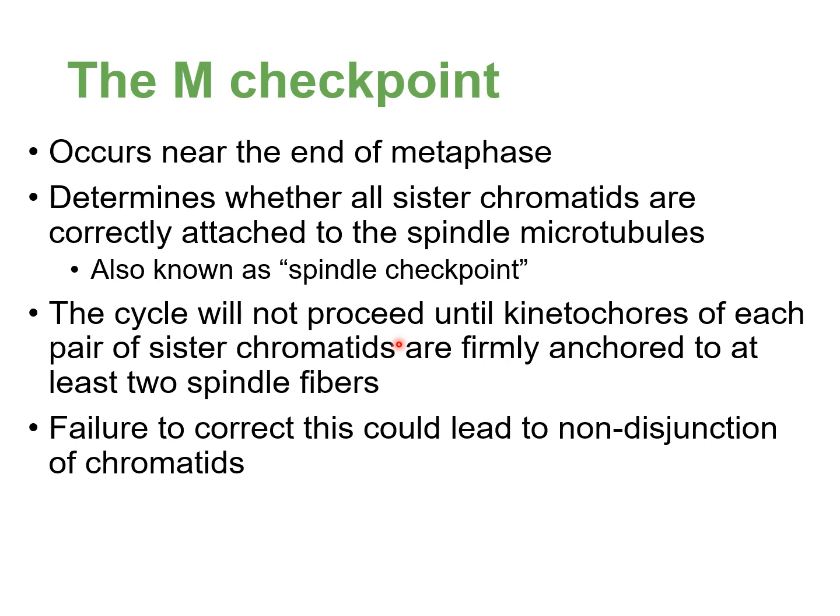Again, the cycle is not going to proceed until the kinetochores of each pair of sister chromatids are firmly anchored to at least 2 spindle fibers, and failure to correct this could lead to something called non-disjunction of chromatids. Non-disjunction basically just means that there's an abnormal number of chromosomes in all the cells, and that can lead to different things like, say, Down syndrome.